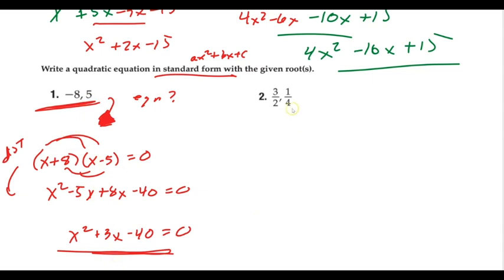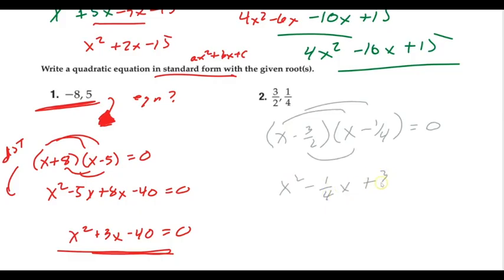Now you're looking at it like, oh, what would I do if it's ugly fractions? Do the exact same thing. x minus 3/2, x minus 1/4 equals 0. You can multiply it out. It's not that hard. It looks worse than it is. x squared minus 1/4 x plus 3/2 times negative 3/2, and then plus, remember, just multiply across, 3/8 equals 0. You get that. You're like, that looks ugly. Well, you're right. You can make it a little nicer though.